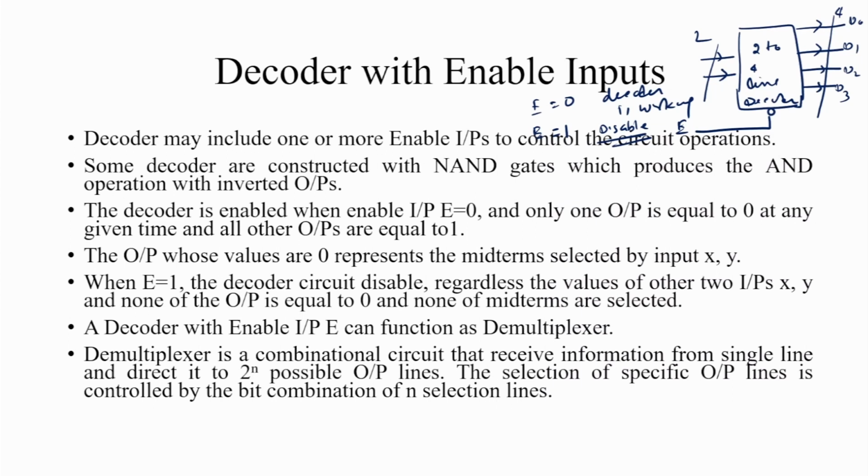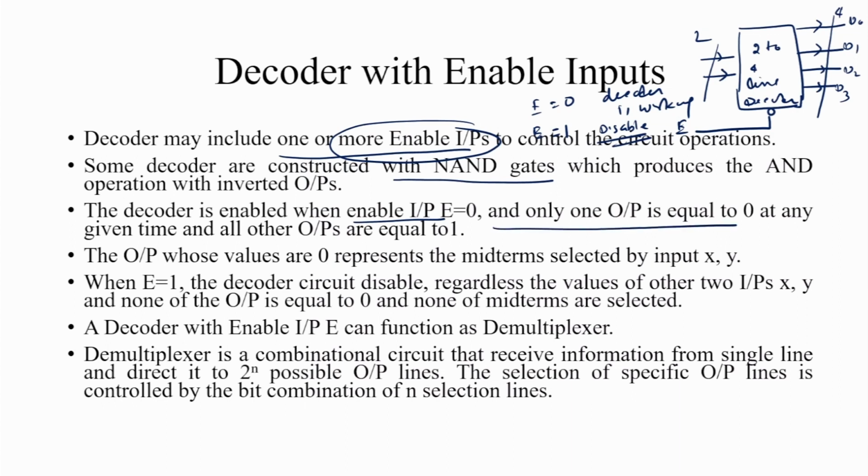Generally, a decoder may include one or more enable inputs to control the operation of the circuit. Why do we use a decoder with enable input? Generally, the enable input is used to control the operation of the circuit, meaning when a particular decoder works and when it does not. Some decoders are constructed with NAND gates, which produce the AND operation with inverted output. It means that when we design a 2 to 4 line decoder with enable input by using NAND gates, at a particular moment of time only one output value is 0 and the rest are all 1. The decoder is enabled when enable input E is equal to 0 and only one output is equal to 0. Why?